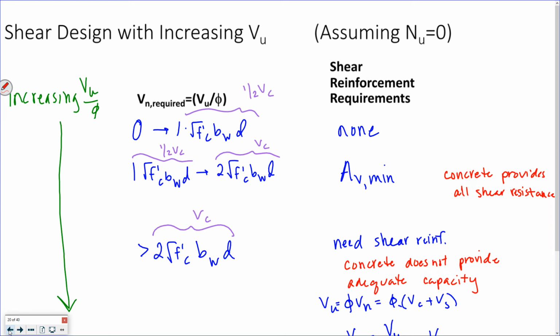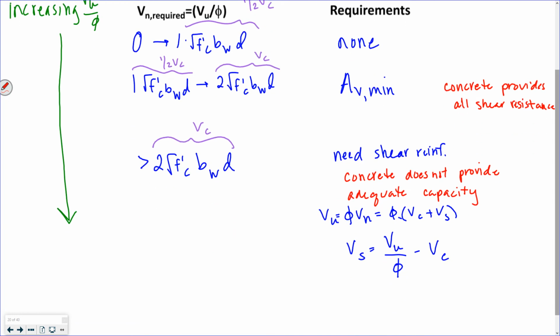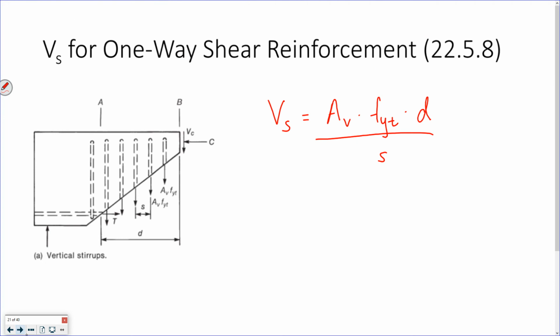And then if you have between 1 and 2 square root f'c b_w d, so that's half of your concrete strength up to all of it, you only have to provide A_v min. But if you have more than that, you need shear reinforcement to make up for the strength that you need. And this is how we calculate our shear reinforcement.